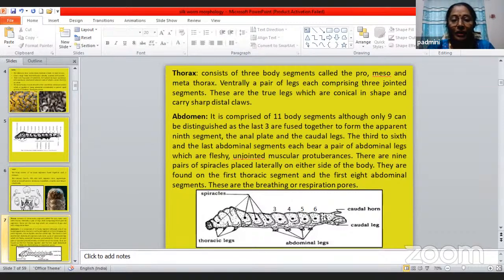On the abdomen, you can find some respiratory pores, or the spiracles, over here. These are the spiracles which help them in the respiratory process. One spiracle is on the first thoracic region. The rest you find on the abdominal segments. So that is the abdominal region over there.